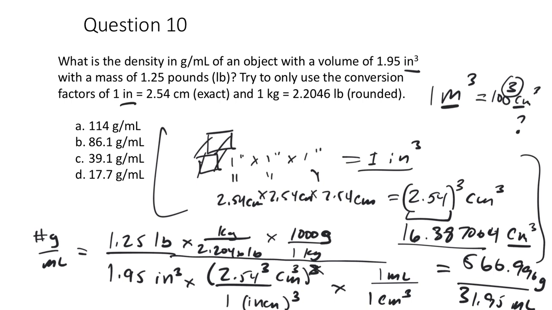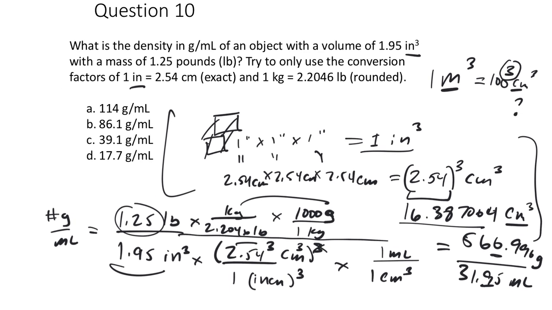I'm just trying to write down enough placeholders. So I got 3 sig figs in the numerator, and then in the denominator, I have 3 sig figs, and nothing caused me to round. So I got 3 and 3. So I should end with 3 sig figs. It's really not a sig fig question, but why not think sig figs? So I go 566.996 divided by 31.95, and I get 17.7 grams per milliliter. Answer D.